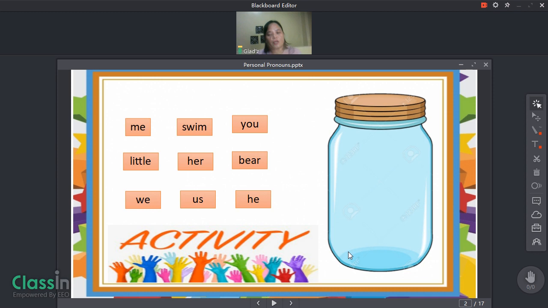Let's see what is the connection of this jar and the words in your activity. This is what you are going to do. You need to put the pronouns inside the jar. For sure you are familiar with pronouns, and for those who are not, use your stock knowledge. Let's begin with the word me. Are you going to put it inside the jar?